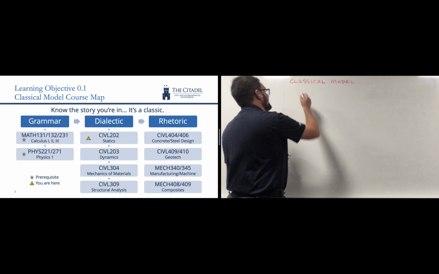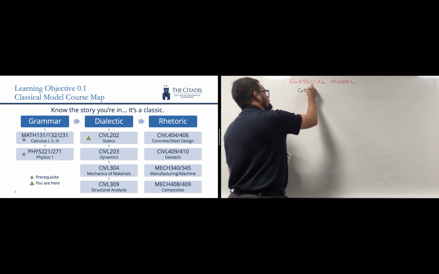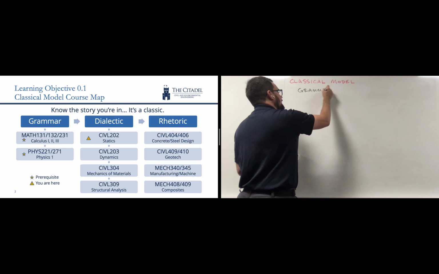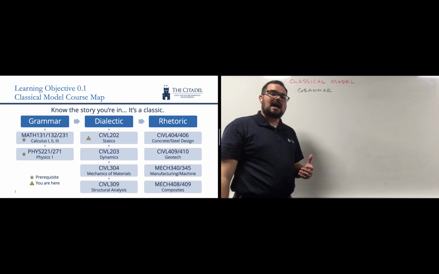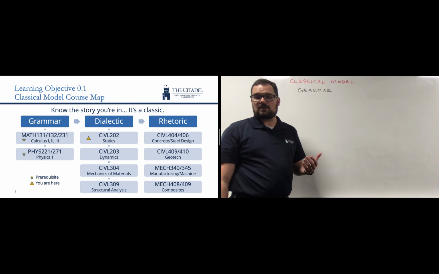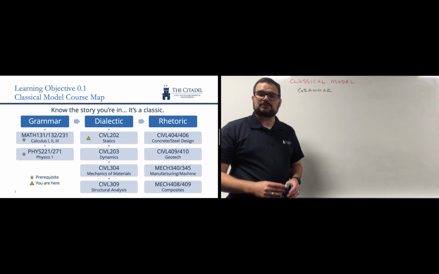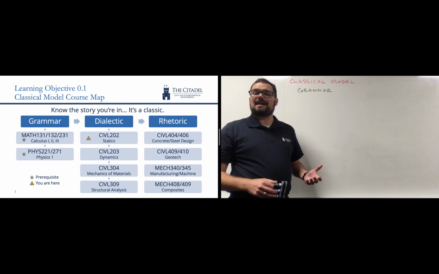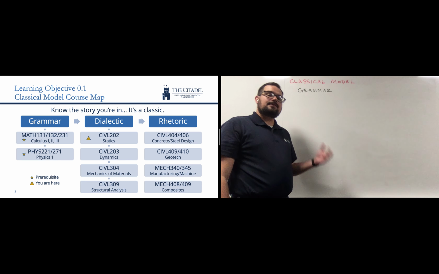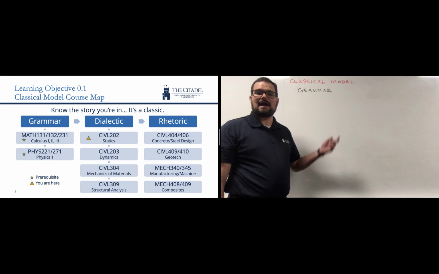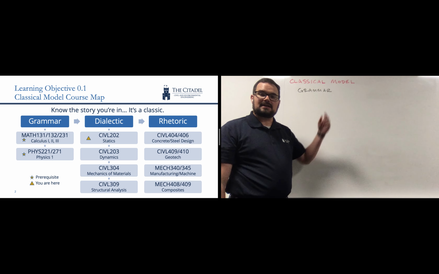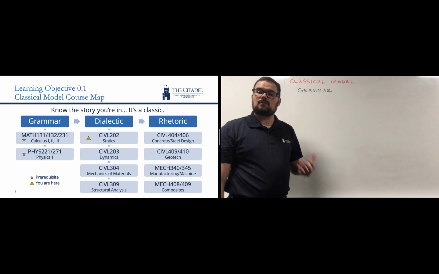So the first phase of the classical model is the grammar phase. In the grammar phase, we learn the basic building blocks of the topic we're trying to learn. So maybe if you've ever heard of an elementary school called a grammar school, it comes from this classical model. If we were thinking about how we learn to read, our first step in learning to read was to learn our alphabet and the sounds the letters made. That represents the basic building blocks of the idea of reading, the grammar phase.